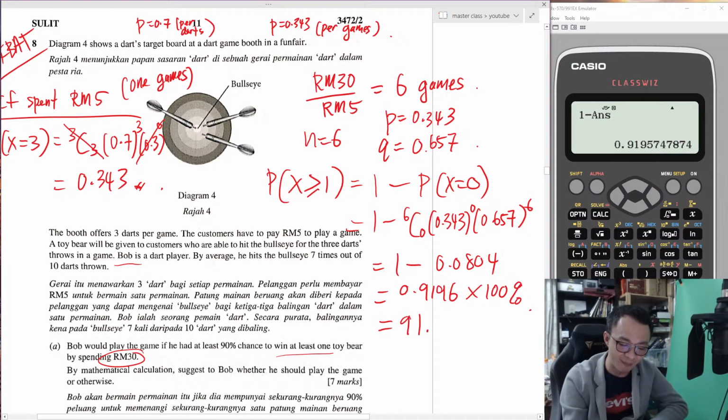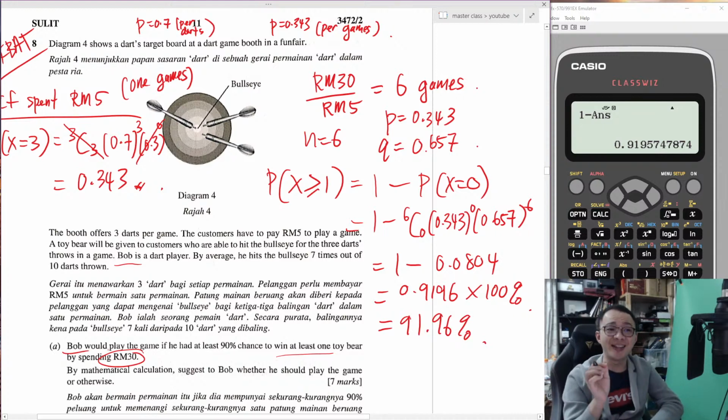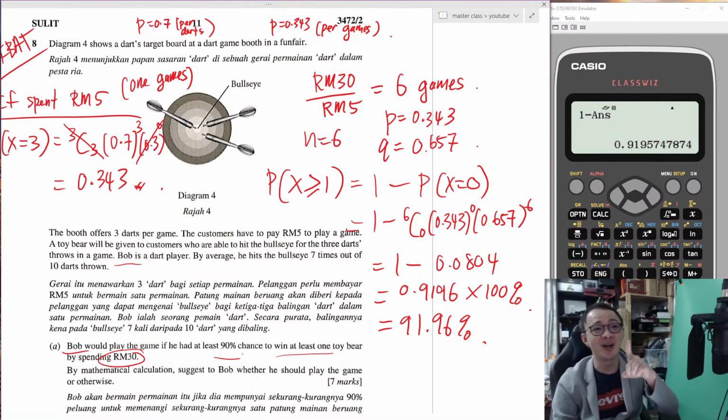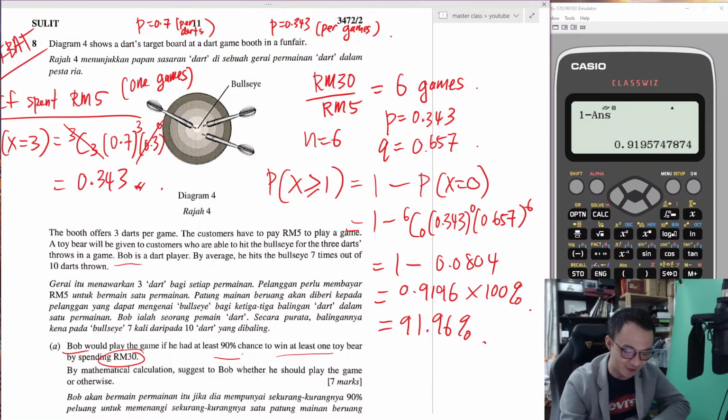So this one is 91.96%. Because Pop will only play the game if he knows the win rate is at least 90%. So right now, based on my calculation, he has 91%. It's close to 92%. I would say it's 92%. So definitely, I think Pop will spend the 30 ringgit because it's 92%, right? So he has a 92% chance that he will win at least one.